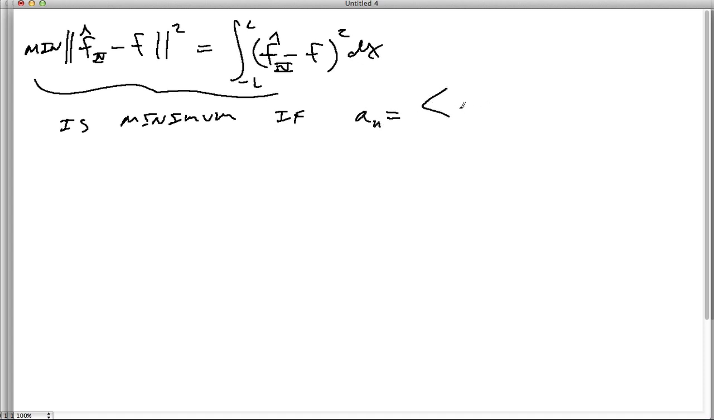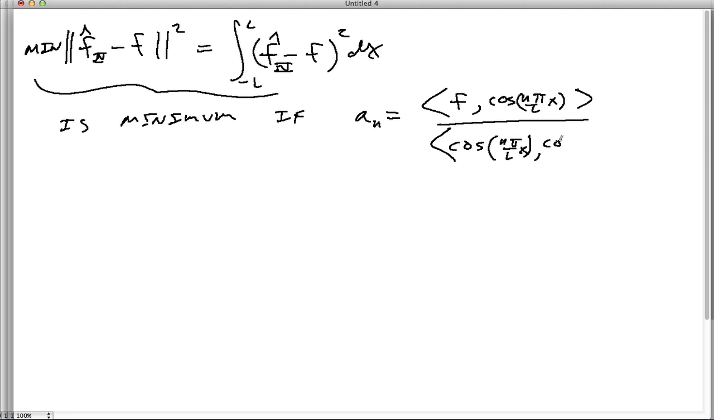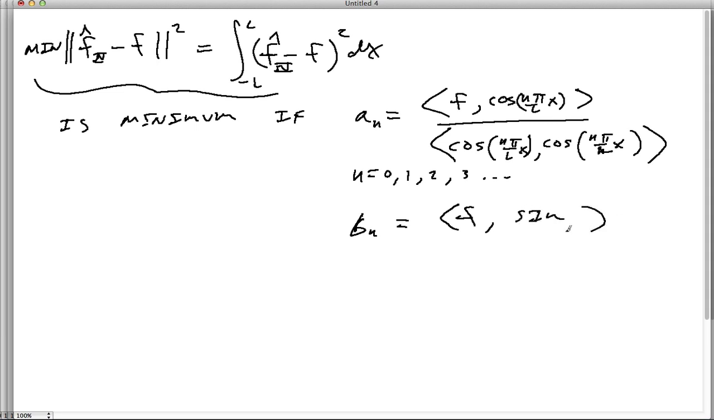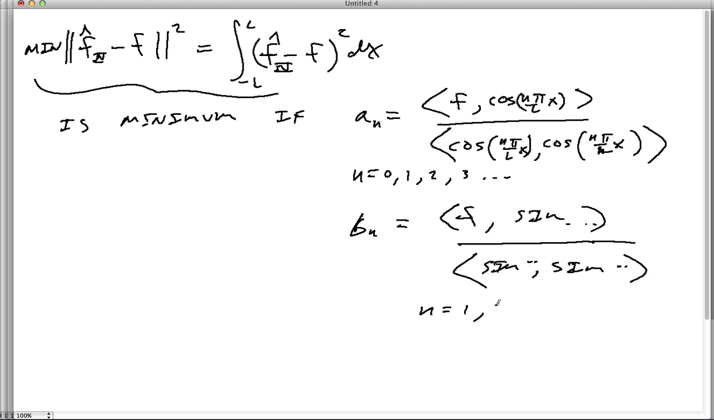if a_n is equal to the orthogonal projection of f onto cosine n pi over L x, divided by the inner product of cosine n pi over L x with itself. And that's true for n equal to 0, 1, 2, 3. For b_n, we do the same thing. We just have the sine term there, over the inner product of sine with itself. That's true for n pi over L x, and that's true for n equal to 1, 2, 3. So with our cosine terms we get n equals 0, but for the sine terms, we start at n equals 1.